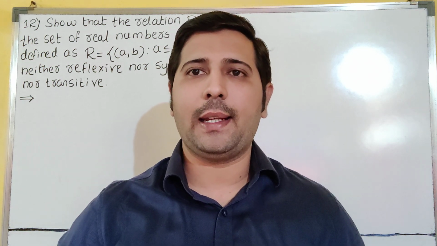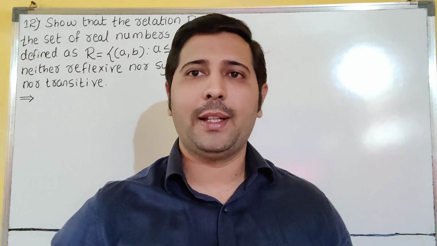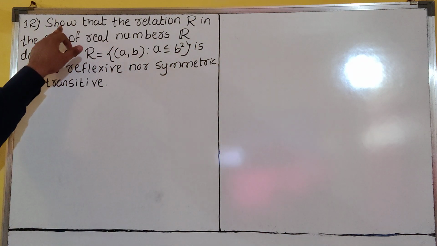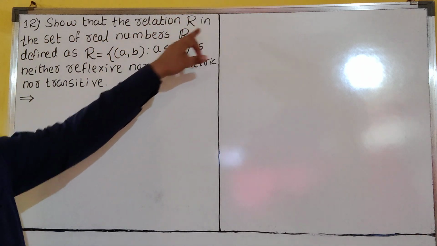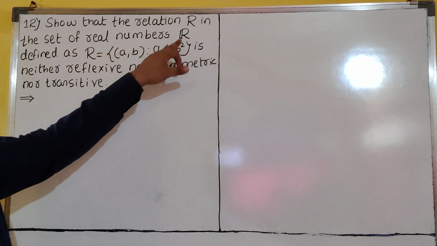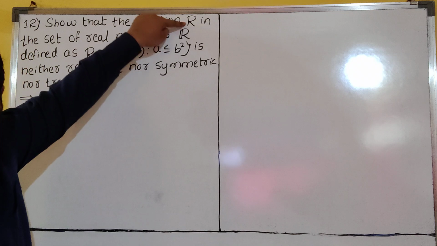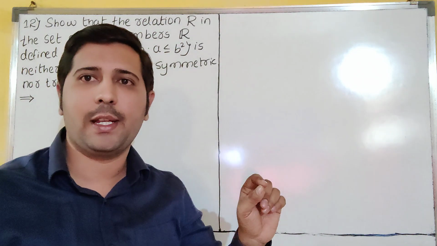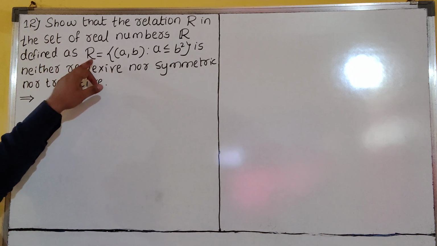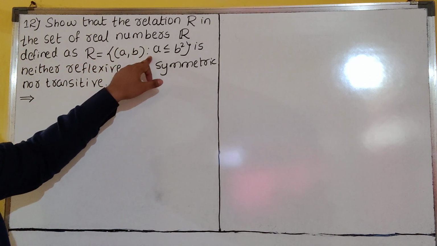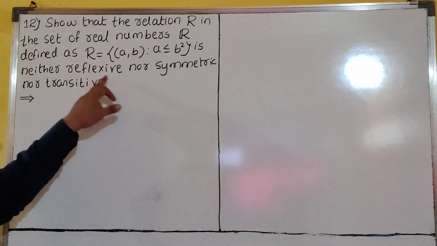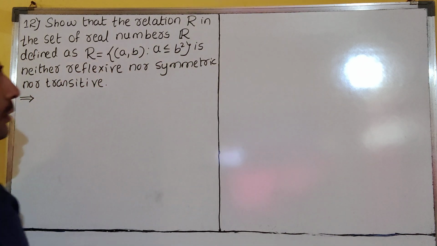In today's class we are learning relations and functions, 3 marks, question number 12, dear students. So let us see how they are asked. Show that the relation R in the set of real numbers. See, this R is a relation, and here the double line written means it's real numbers, dear students. Defined as R is equal to (a, b) such that a is less than or equal to b square is neither reflexive nor symmetric nor transitive.